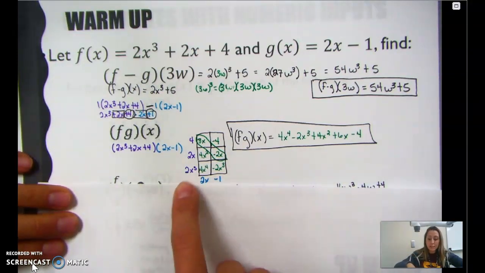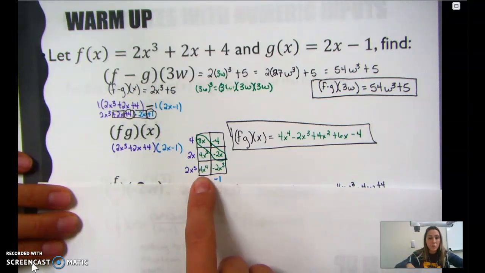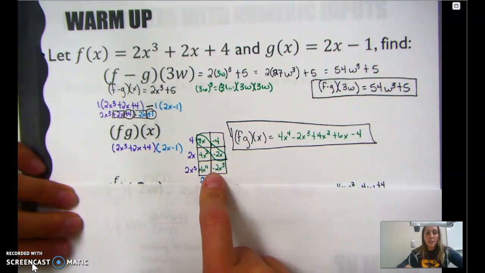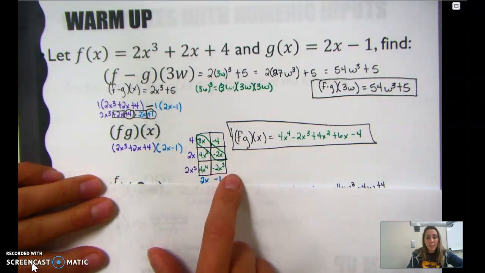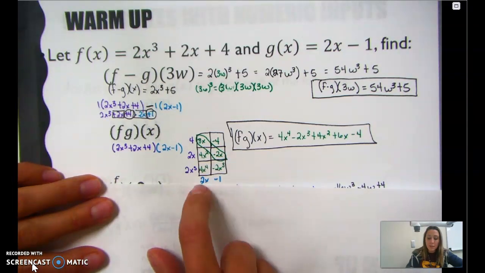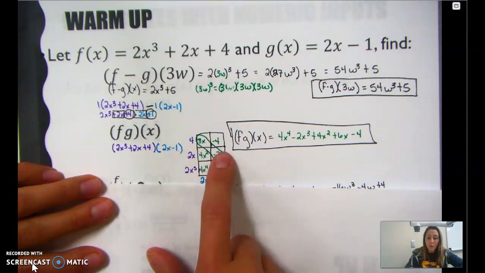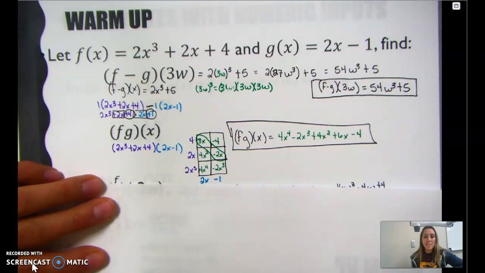So 2x cubed times 2x is 4x to the fourth. 2x cubed times negative 1 is negative 2x to the third. 2x times 2x is 4x squared. 2x times negative 1 is negative 2x. And 2x times 4 is 8x and negative 4. One of the reasons why I like that box is I can see what my like terms are right away, and I can just write my final answer. So I went ahead and did that.